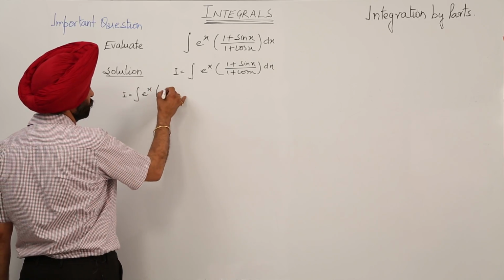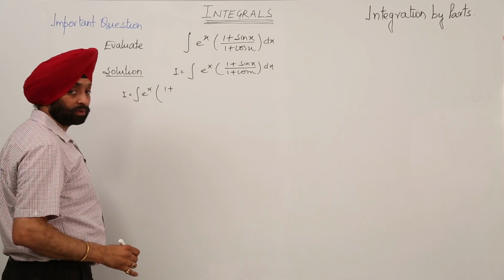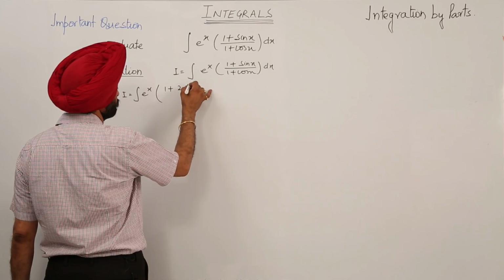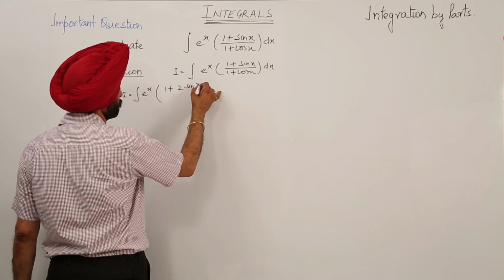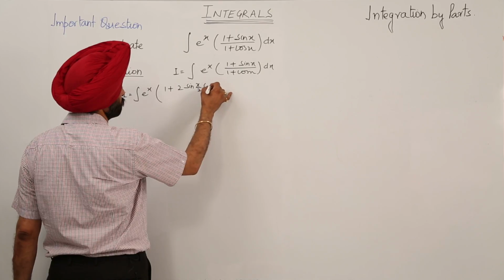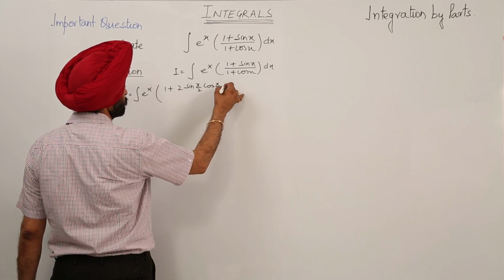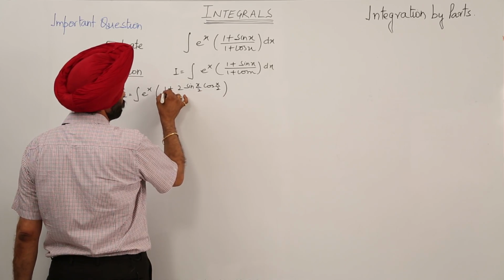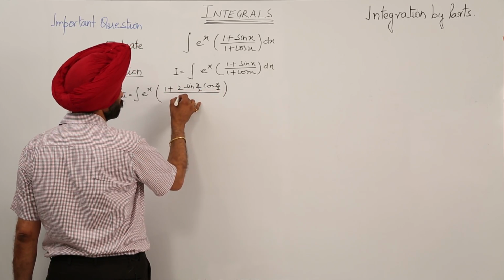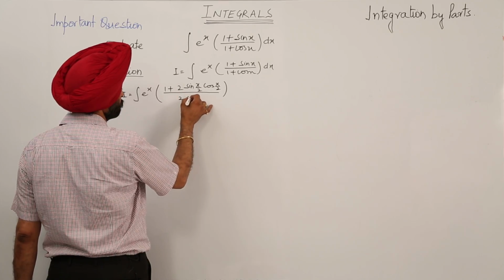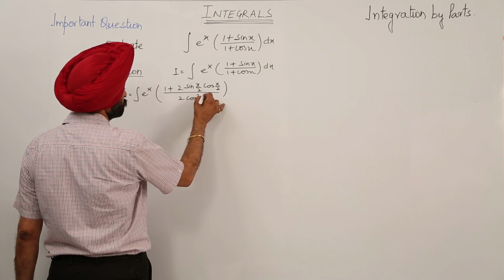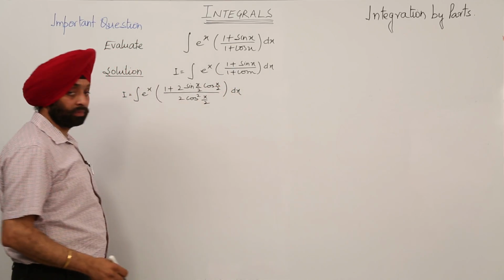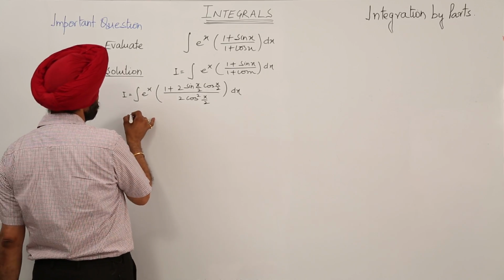Now we are having 1 plus, now what can sin x be? It can be 2 sin x by 2 cos x by 2, upon 1 plus cos x, that is 2 cos square x by 2, dx. Okay.